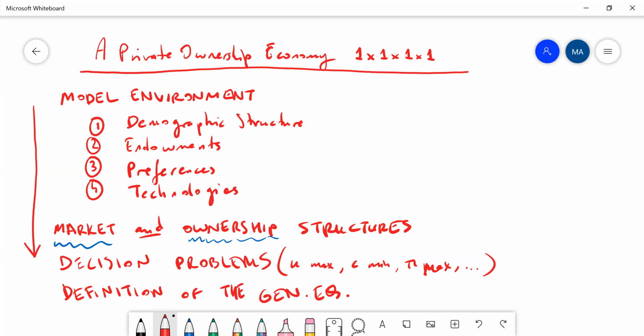So that's the idea. This logical flow applies to any general equilibrium model. And here we're going to study a model with private ownership. It is much like a modern capitalist system, but here we have one good, one factor, one firm, and one household. For instance, in our earlier model, we had an H by N system. Now we have 1 by 1 by 1.